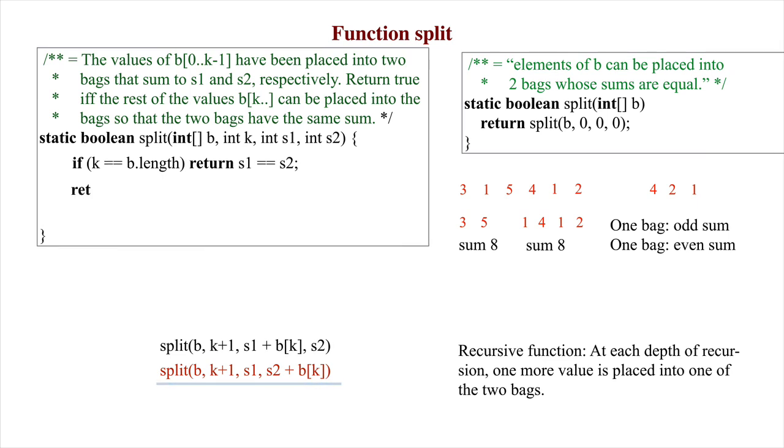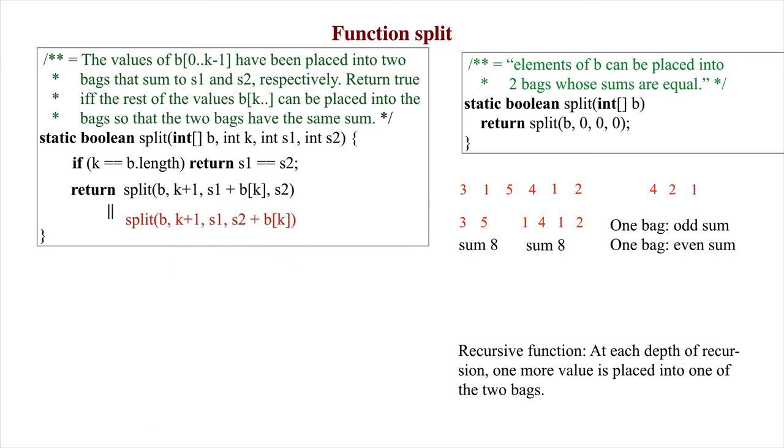Thus, we write a single return statement, which returns the value of the first one or the value of the second one. Note, if the first one returns true, short-circuit evaluation means that its value will be returned without calling the second one. But if the first one returns false, the value of the second one is returned. Isn't that a neat little algorithm?